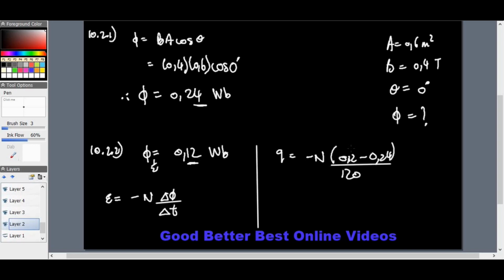foolish of me, I do not have my calculator open, so let's get it open here. 9 times 120 gives me 1080, so I've got 1080 is equal to negative N times negative 0.12. I just have 0.12 N. It's divided by 0.12. And if I do that, I'll get the number of turns, which is N is equal to 9,000 turns.